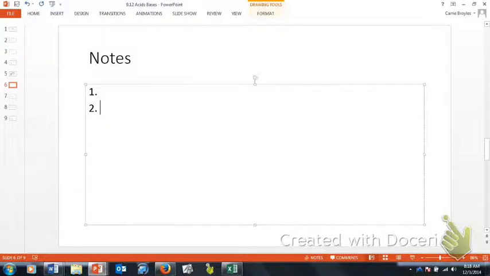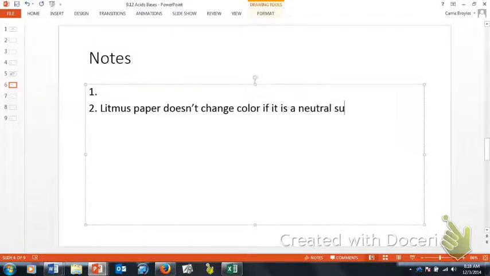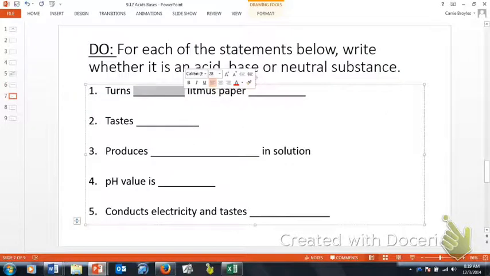The other note that I want us to write down here is that litmus paper doesn't change color if it is a neutral substance. I talked about this a second ago, but I want to make sure that you have it written down. So you actually have to test both red and blue, and if neither one of them turn colors, then you have a neutral substance.